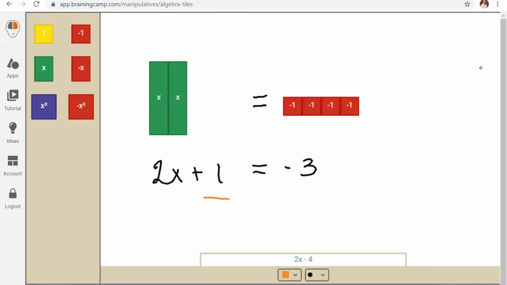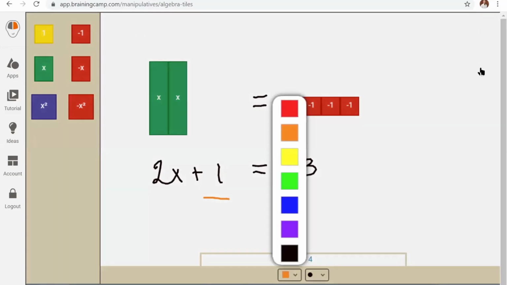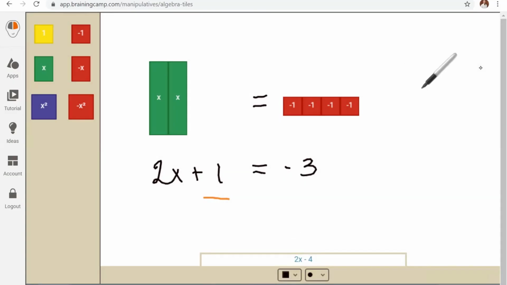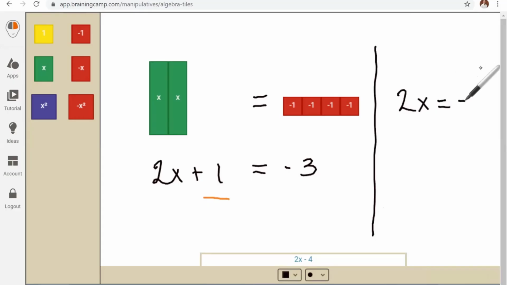Now let's rewrite our equation, what we have here. We can say that we still have 2x on one side. We'll just make a little line here to show that we're working on something else here. 2x equals -4, because we have 1, 2, 3, 4 different -1s.